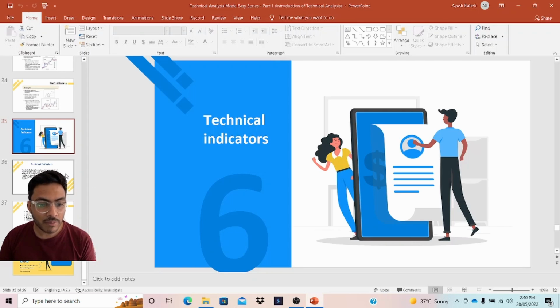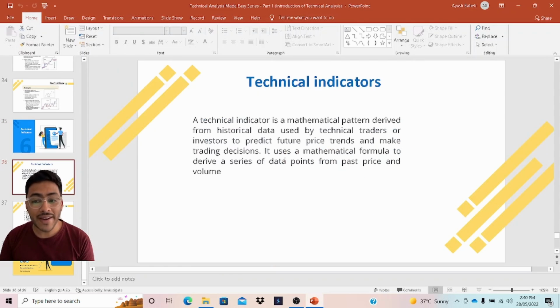So let's jump to the definition of what technical indicators are. A technical indicator is a mathematical pattern derived from historical data, used by technical traders or investors to predict future price trends and make trading decisions. It uses a mathematical formula to derive a series of data points from past price and volume. So we will see how it looks on the chart.